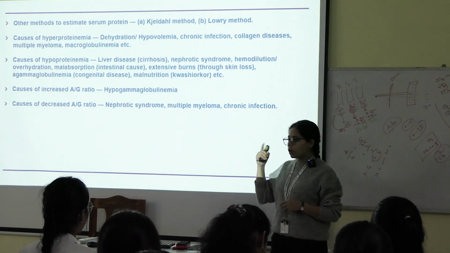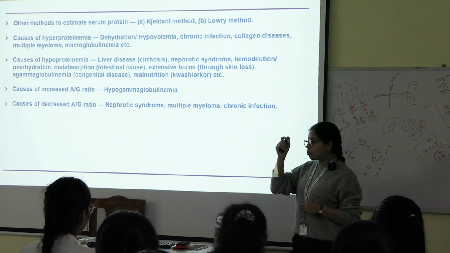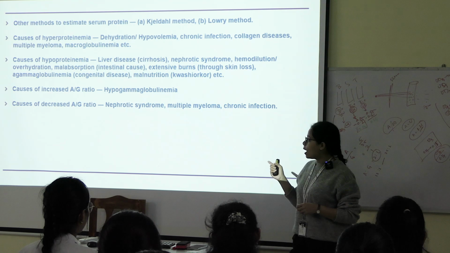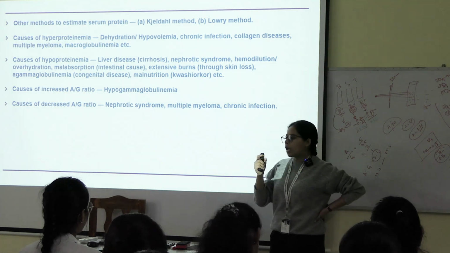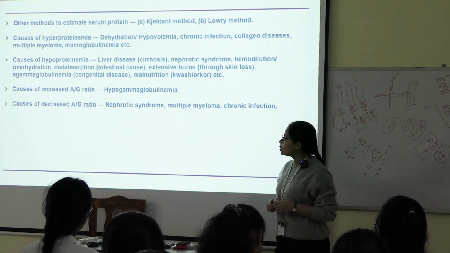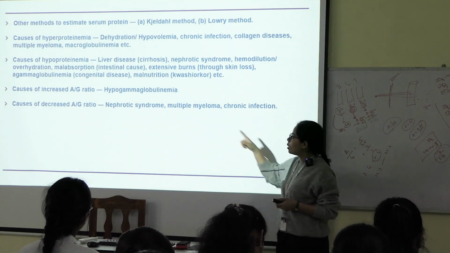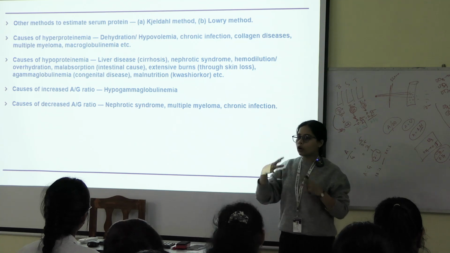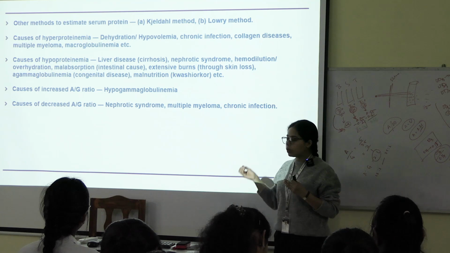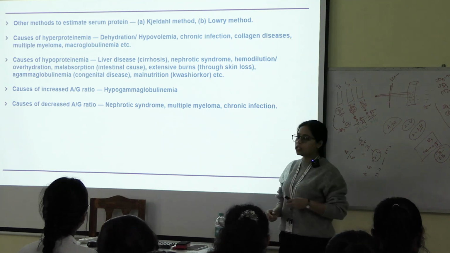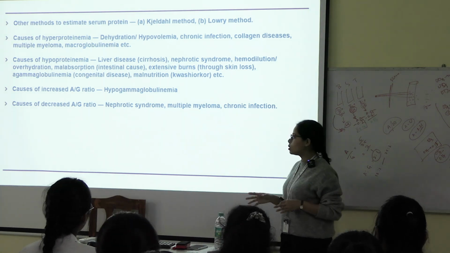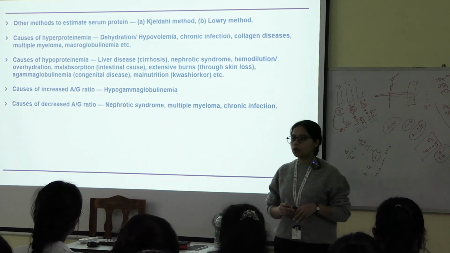I told you, right? If this globulin is less, then AG ratio will be increased, and if the albumin is less, then AG ratio will decrease. So causes of decreased AG ratio is nephrotic syndrome, because body cannot keep the protein inside, so it's losing. That is decreased albumin, ultimately leading to decreased AG ratio. Then we have chronic infection, multiple myeloma, which are the causes of decreased AG ratio. Okay.